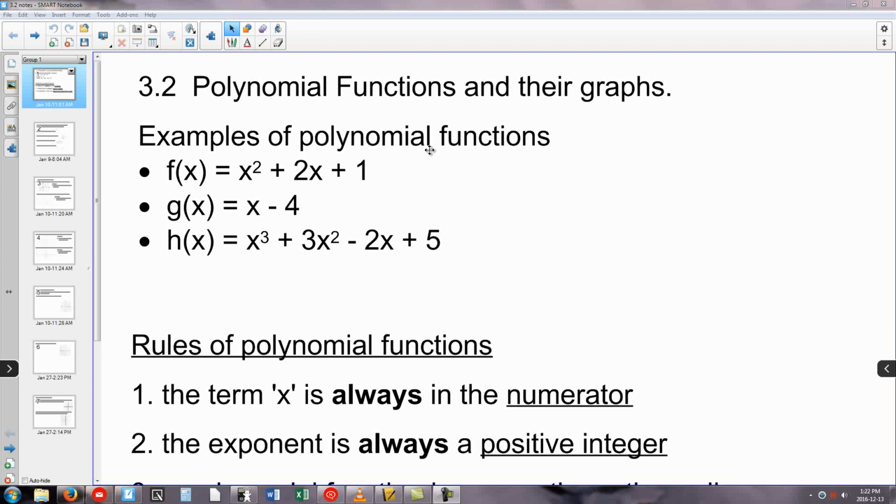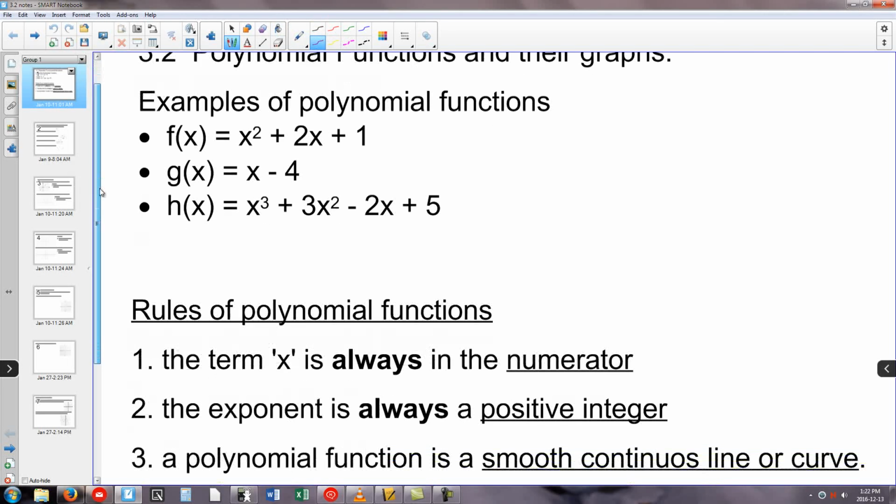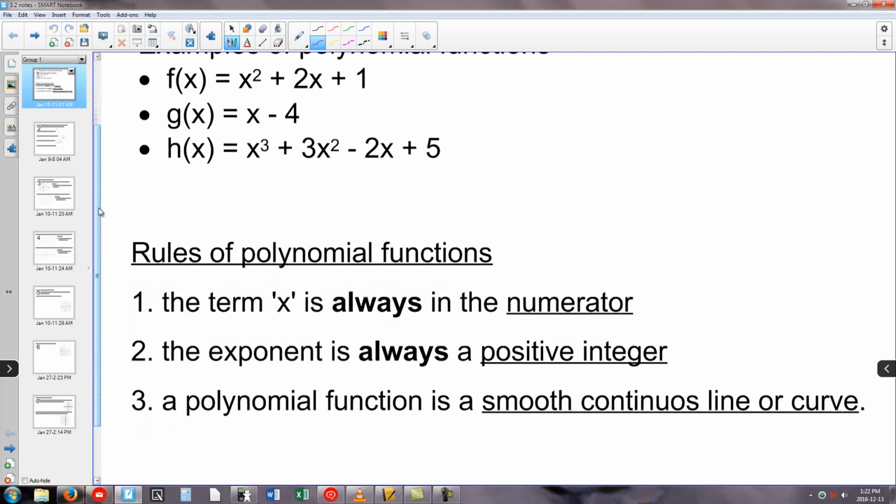Okay, so these are the notes for 3.2, where we're working with polynomial functions and their graphs. And examples of polynomial functions are listed here below. Really, the rules that we're focused on are that x is always in the numerator, it always has a positive exponent, and that it's going to be some sort of a smooth, continuous curve.